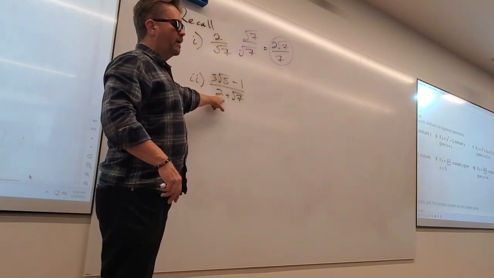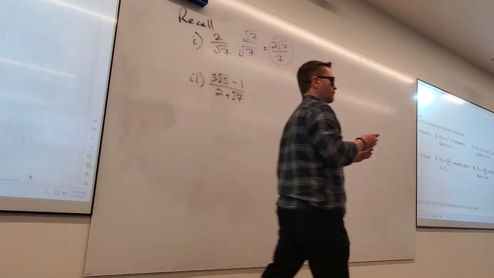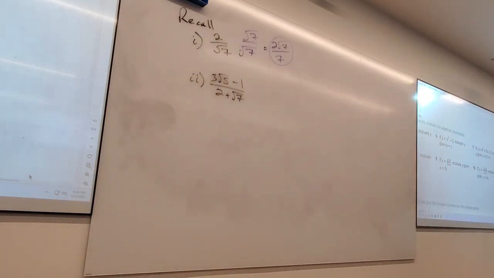What's wrong with this one? Why can't I do this one as easily as I did that one? They're complex numbers. No, number 2. There are no complex numbers in there. Oh, okay. So complex numbers.